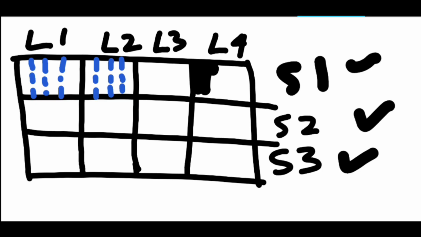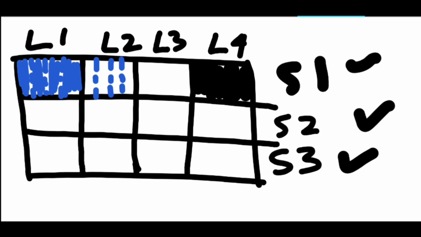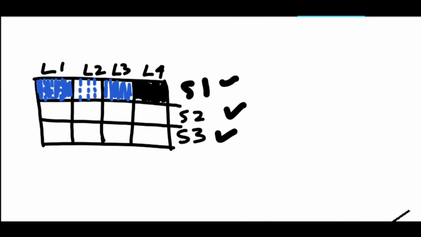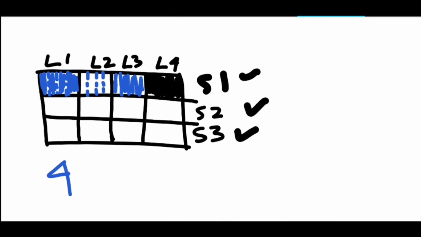Then these are the lines. Inside the line, these are the data blocks: one data block, another data block, then a third data block, a fourth data block. The line is divided into four data bytes. Here is one byte, then another, then another, then another. This is how the set associative cache looks.